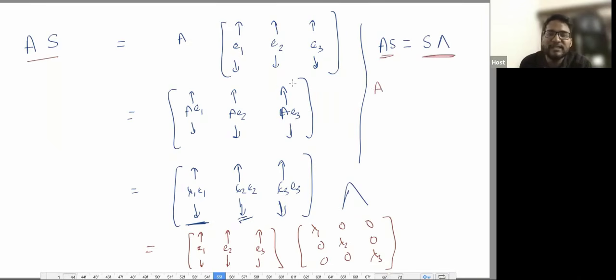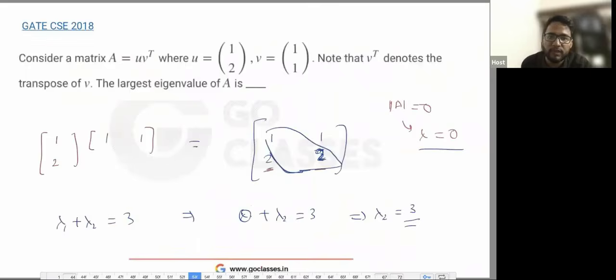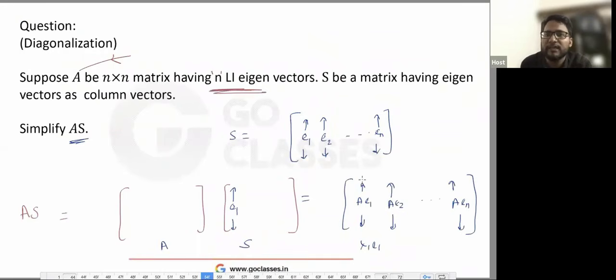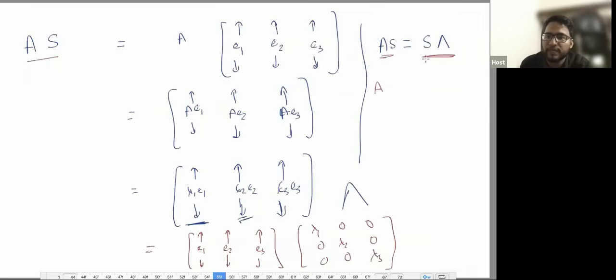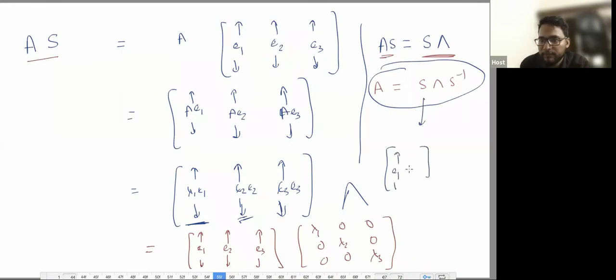Now, since the eigenvectors are linearly independent, which is given in the question, that there are n linearly independent eigenvectors, that means S inverse exists, because these are linearly independent columns. Since S inverse exists, I can multiply with S inverse on both sides, otherwise I can't do it. So A is finally this, where S is the eigenvectors E1, E2, E3, and this capital lambda is the eigenvalues lambda 1, lambda 2, lambda 3, and this S inverse is just the inverse of this eigenvector matrix, right?